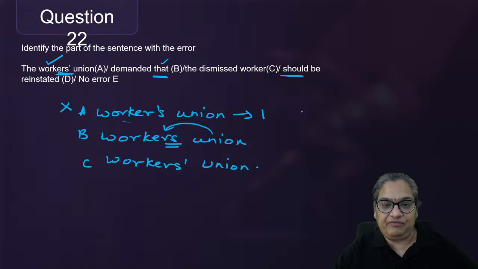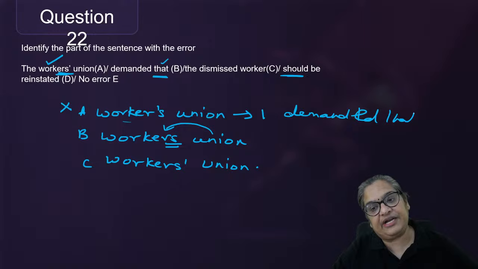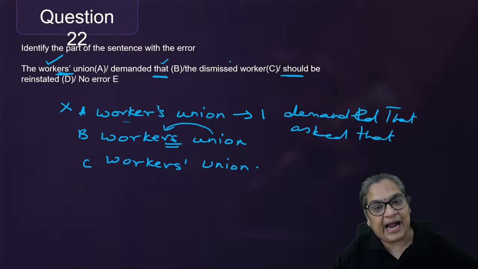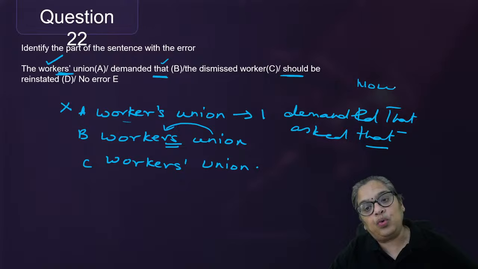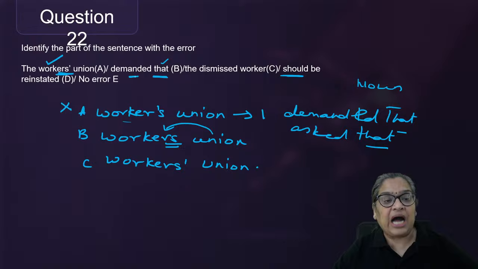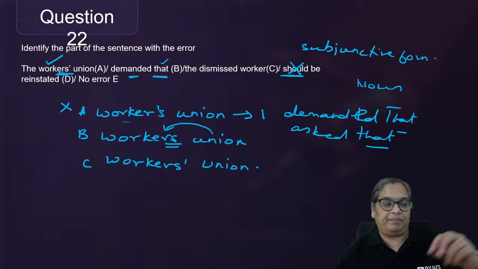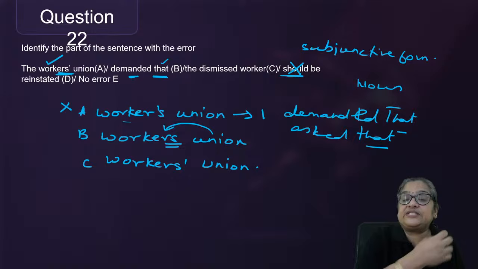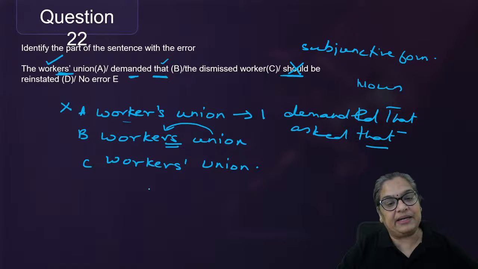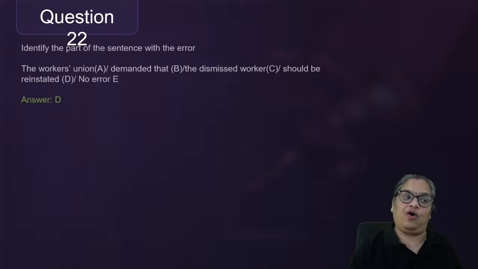Now, when you have words like demanded that, suggested that, asked that, certain verbs with that, when clauses start with that, we call it a noun clause. When you have verbs like demanded, suggested, asked, pleaded, requested, followed by that, the verb you use should be in subjunctive form. That means you should not use the "should" here. So it will be: the workers' union demanded that the dismissed worker be reinstated. The kidnappers demanded that the ransom be paid in cash. Should not be used.